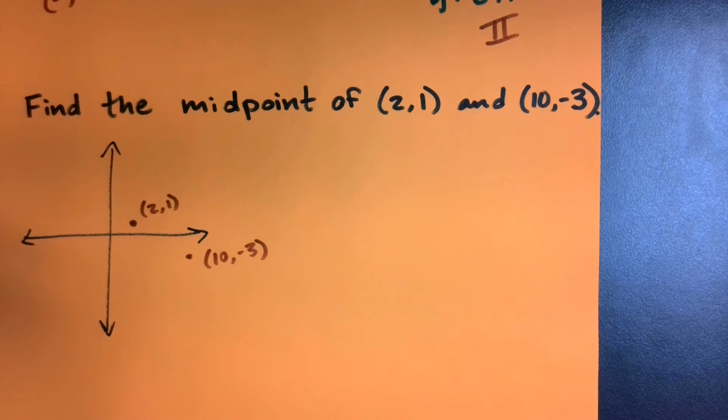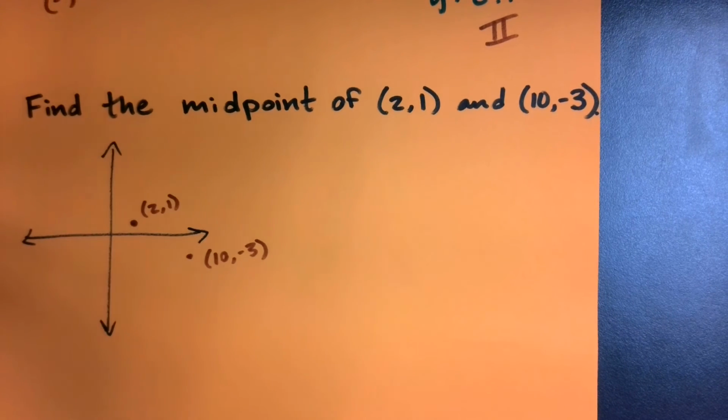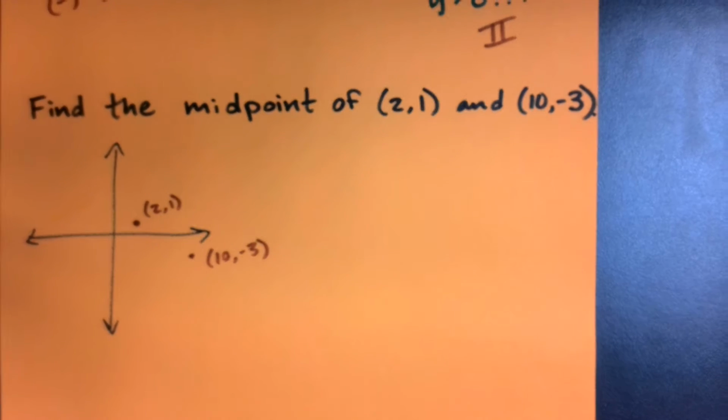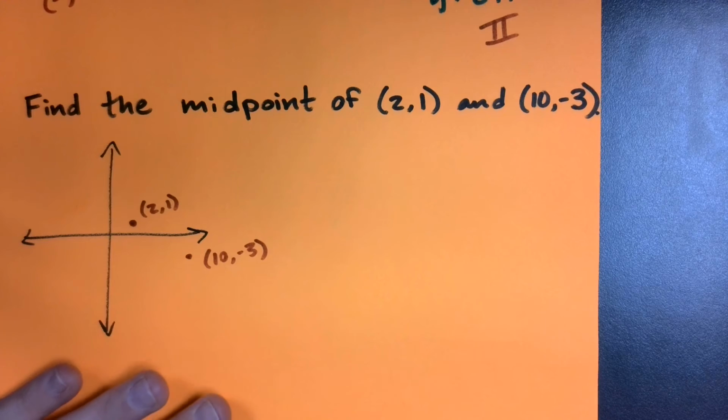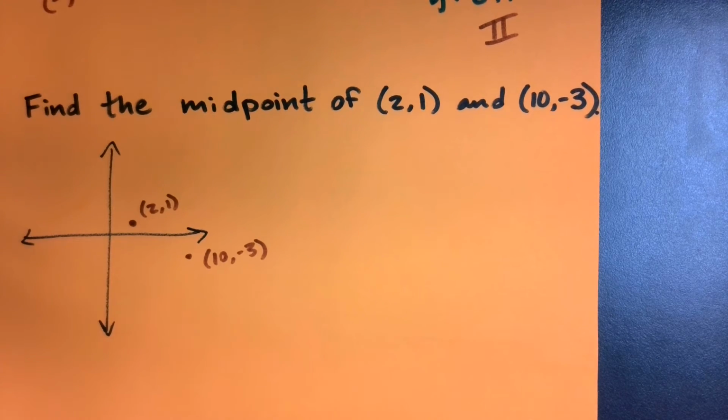So think about your grades. If you made an 80 on a test and then a 90 on a test, your average for your test is adding the 80 and the 90 and dividing by 2. So your average is an 85. That's how we find the number that's exactly halfway in between. Same thing for this. It's just that we have an x and a y.